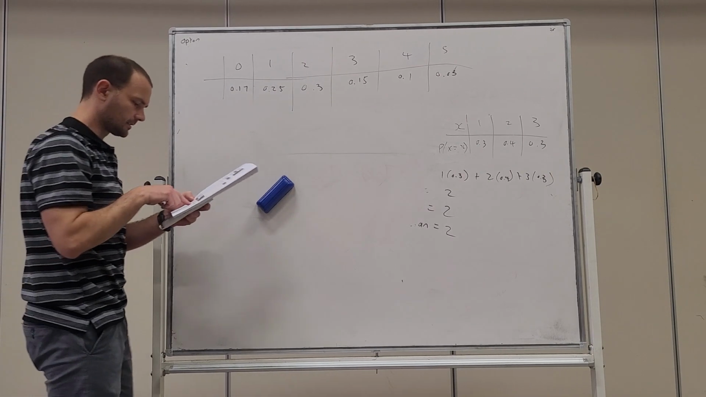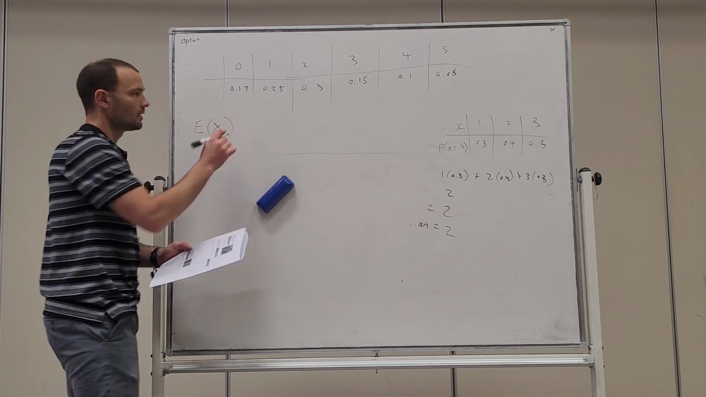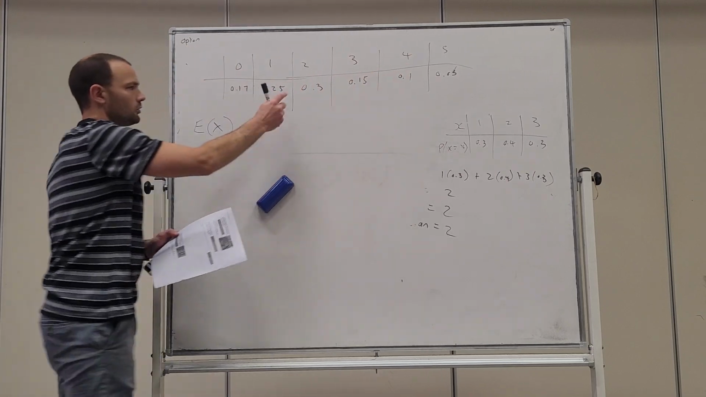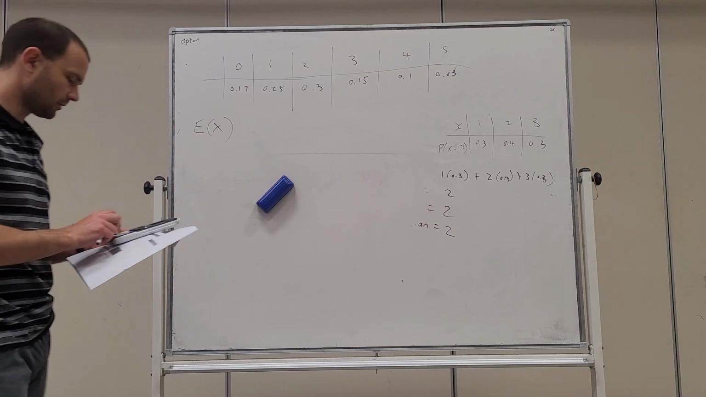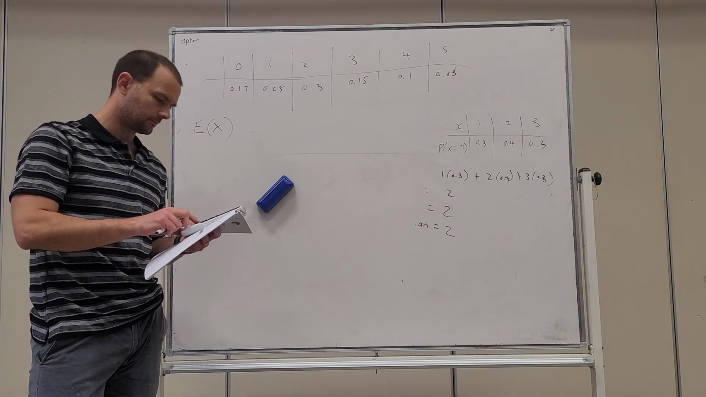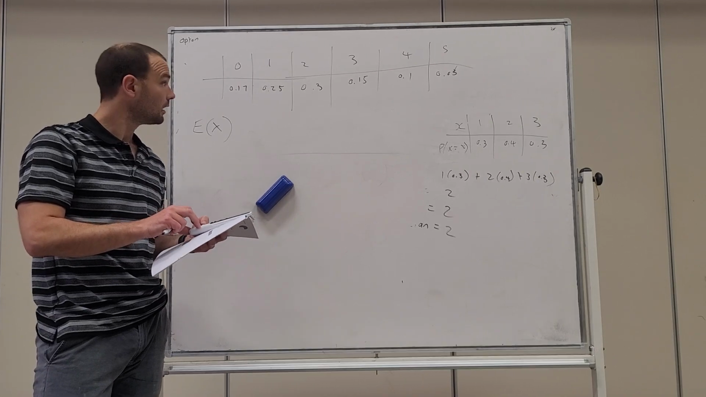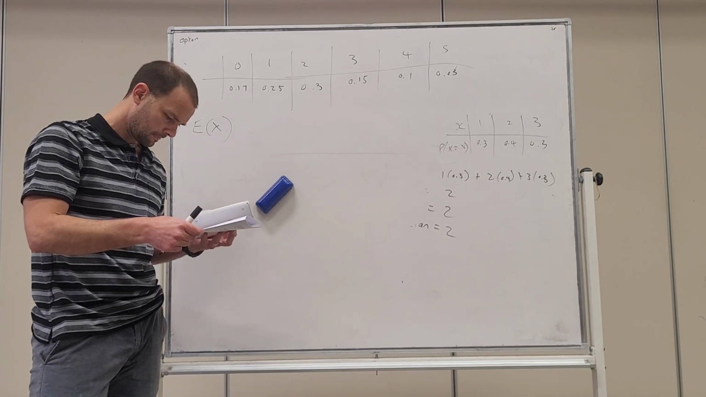Let's use our calculator to find the E of X, the variance and the standard deviation. In your calculator, in list 1, you've got the events, and in list 2, you've got the respective probabilities. So events 0, 1, 2, 3, 4, 5. Probabilities 0.17, 0.25, 0.3, 0.15, 0.1, 0.03. Very good.